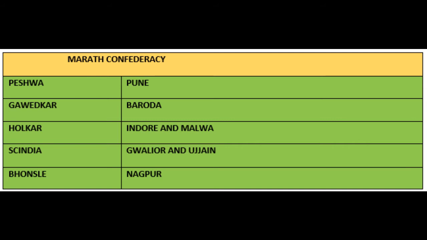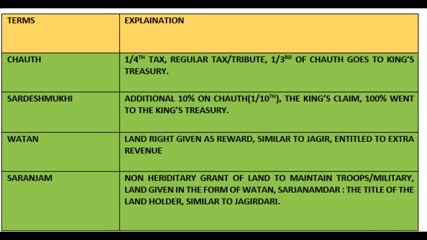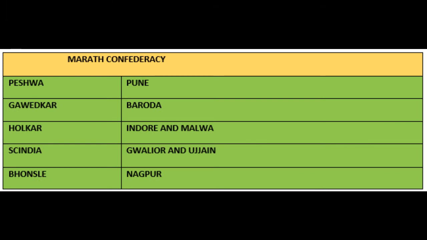The Sardars already got Watan, which is a land right as reward to extract revenue, and Sarjam, which is non-hereditary land for troop maintenance. It was basically the landholder's title. The tax collection method, along with Watan and Sarjam, made the Maratha Sardars very powerful and difficult to control. If the central Maratha authority tried to control the Sardars, they would often join hands with the Maratha kingdom's enemies such as Hyderabad, the English and the Mughals.